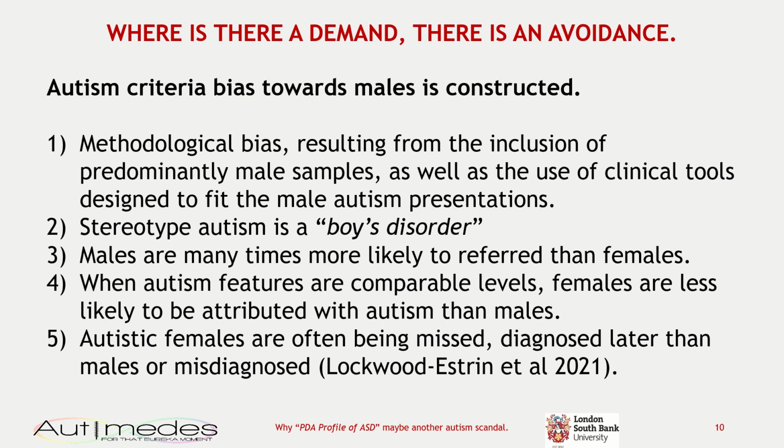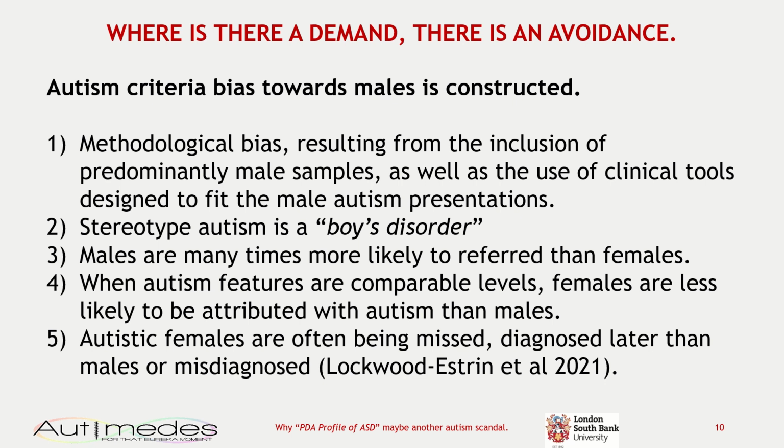We know within autism in general at the moment that there's a male bias, it's generally towards males, but this seems to be socially produced. This is from a systematic review investigating barriers to diagnosing autistic females. There's a methodological bias resulting from the inclusion of predominantly male samples, as well as the use of clinical tools that are designed to fit how autism presents in males.